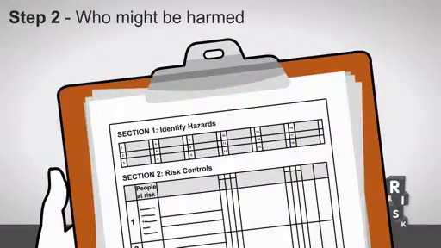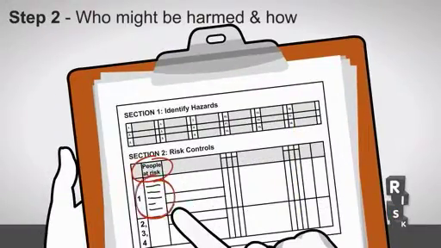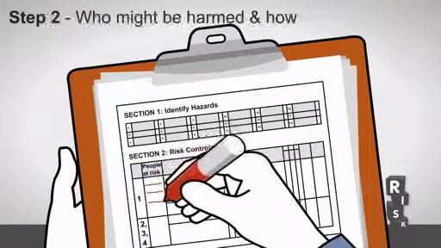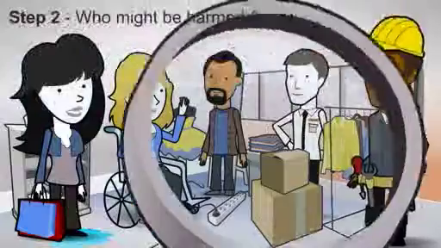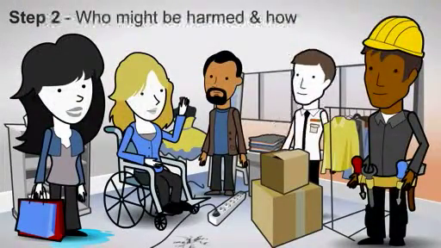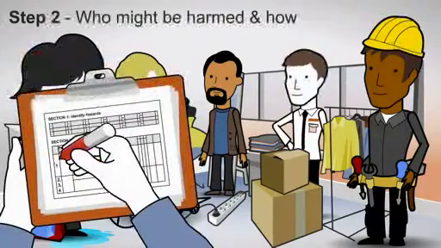Step 2. Who might be harmed and how? The most likely persons who may be harmed and how have been added. You may identify others who may be at risk in your particular store, disabled employee, or other vulnerable group. You can add this information.